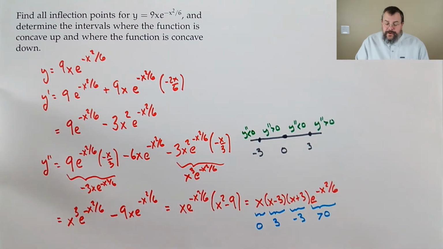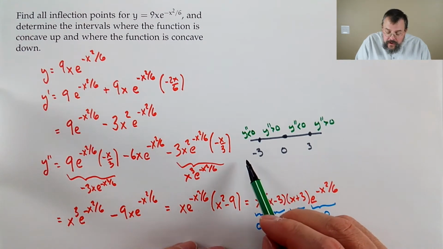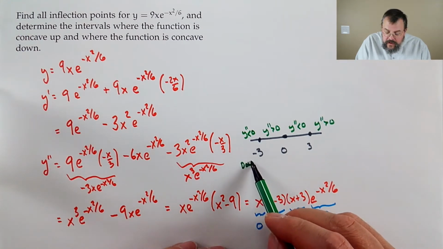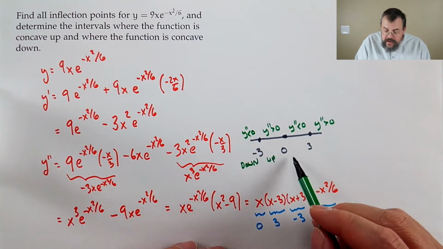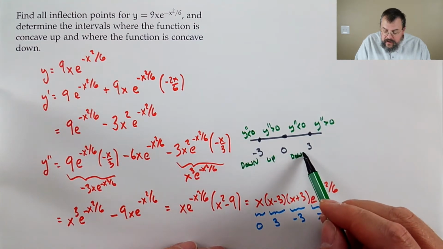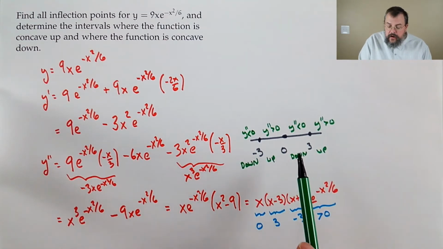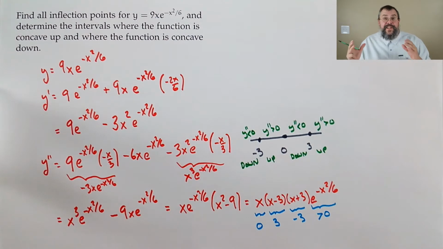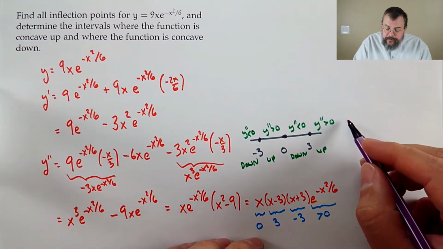Good. So, now, what can we say? Well, we're down, because our second derivative is negative. Then we're up. Then we're down. And then we're up. And so now we say, aha, they are all inflection points, because our concavity keeps changing at every single one. So, we're ready to put it all together and give our final answer.